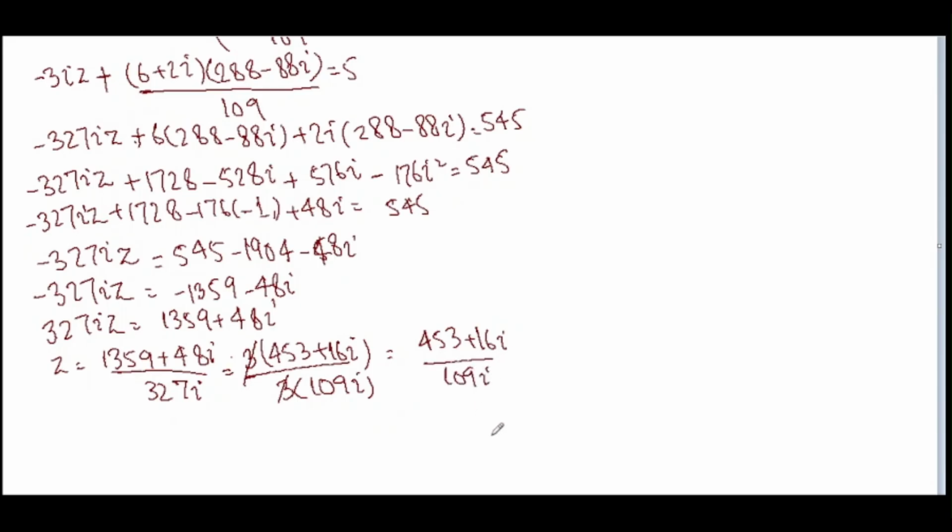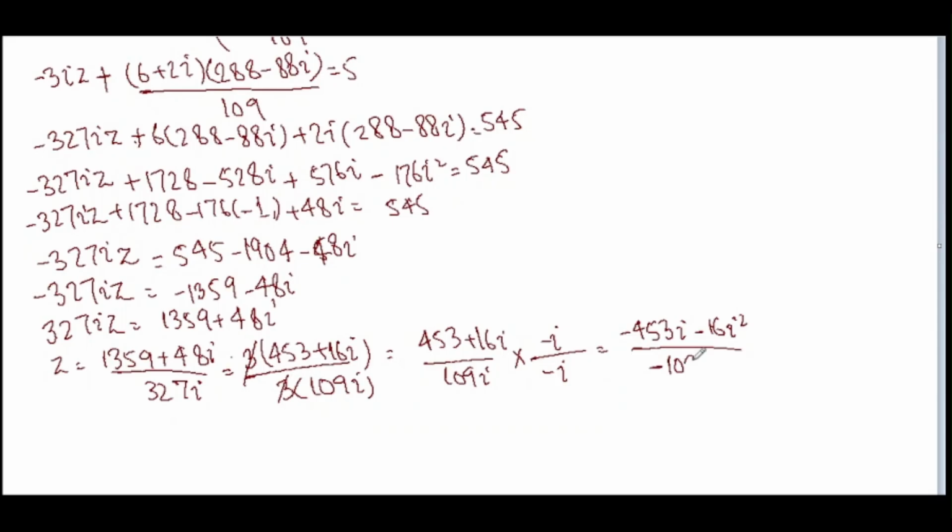Now there is a term containing iota in the denominator, so we are going to multiply and divide it by the conjugate of the complex number in the denominator. We are not going to write 109 again; 109 will be as it is. We are just going to multiply and divide it with minus iota. Minus iota into this term gives us minus 453 iota minus 16 iota squared, whole divided by 109 iota into minus iota.